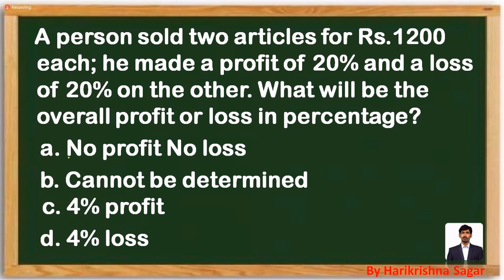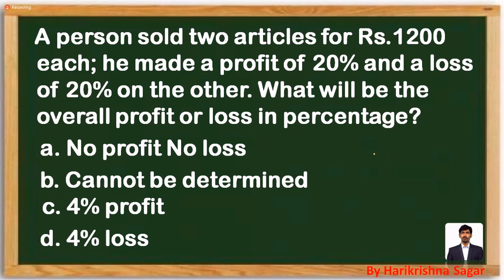So this is a simple different scenario. The story is the same, but in the previous question the cost price is same and here selling price is same. A person sold two articles at 1200 rupees each. He made a profit of 20% on one article and loss of 20% on the other article. What will be the overall profit or loss is the question. So selling price is same. One is at 20% profit and another one is at 20% loss.